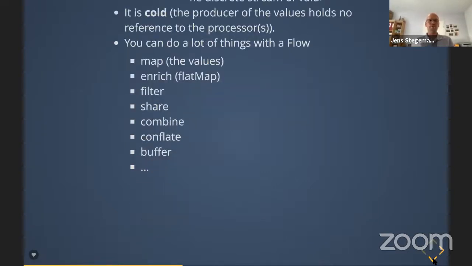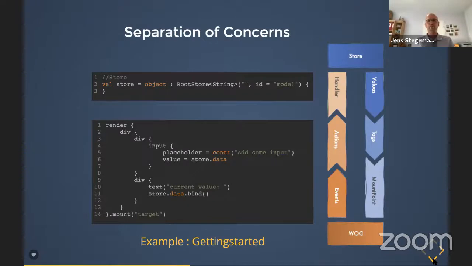So what this allows us to do is, at first, a separation of concerns. You have somewhere in your code the definition of your store. It's just an object inheriting from a root store, and it has a type. For a first example, just a string. You give it an initial value and, if you like, an id, and that's all.